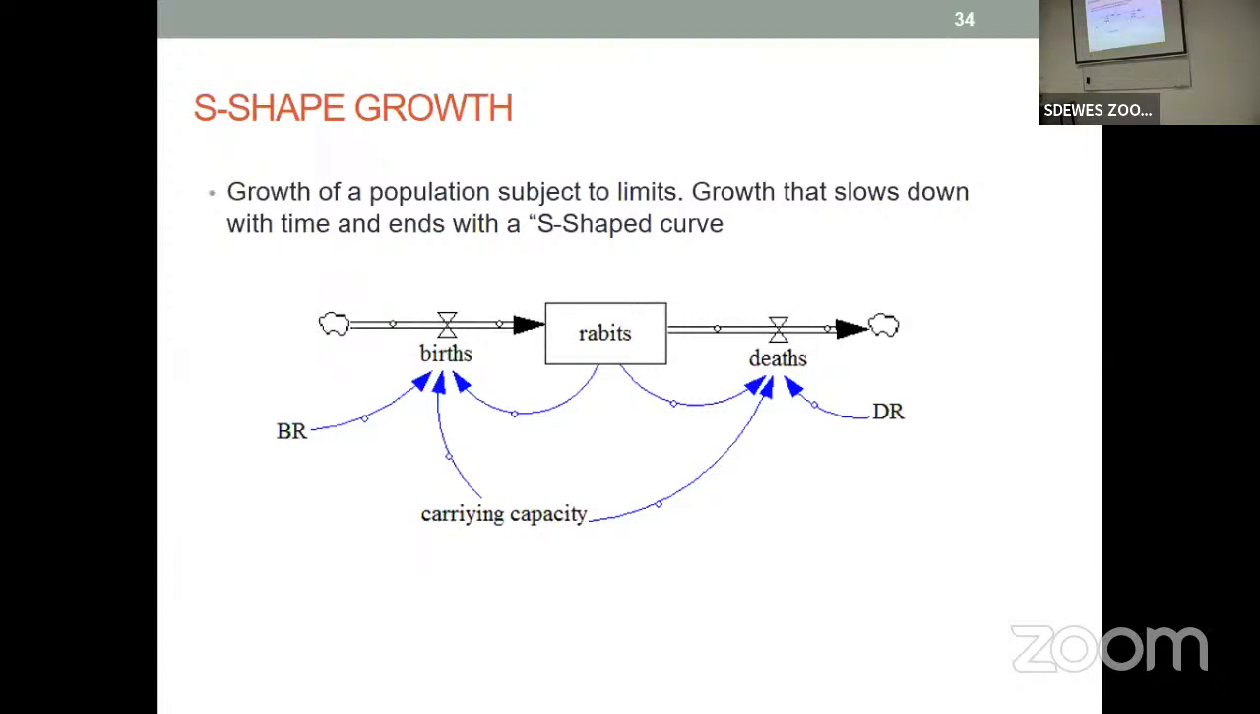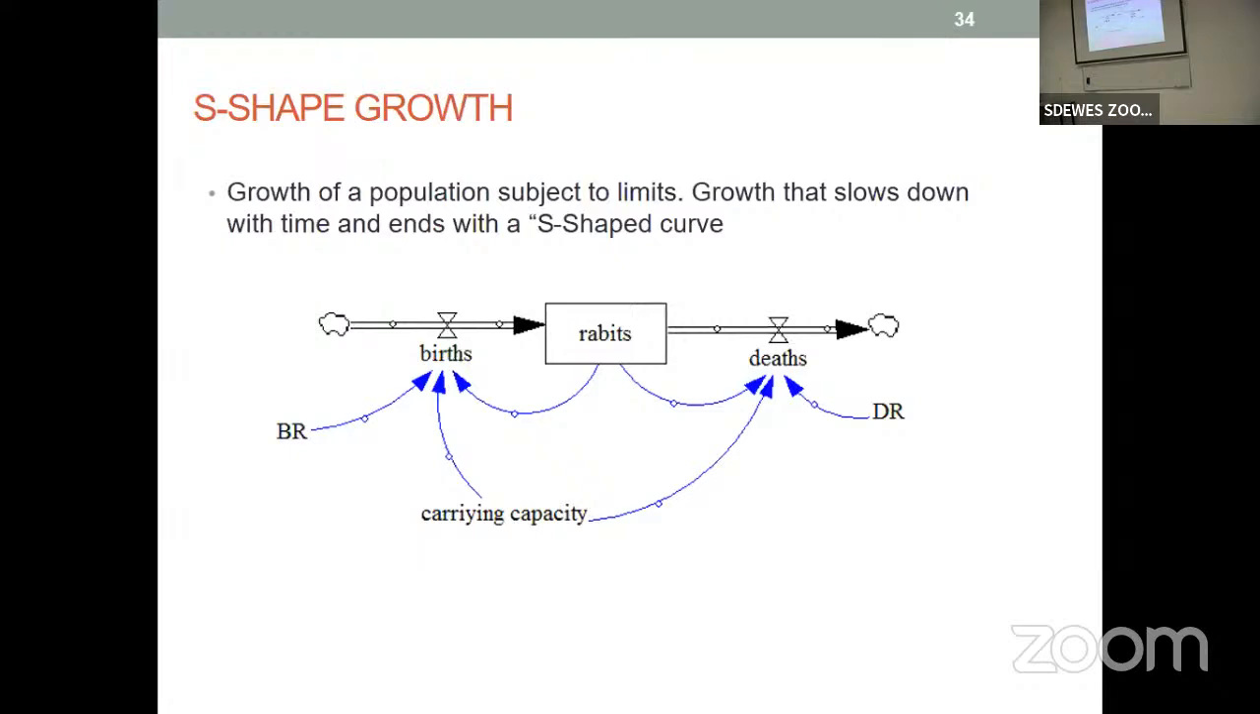The next one is the S-shaped growth. The S-shaped growth may be due to some limits. For example, the classical limit for any biological system may be the carrying capacity. The carrying capacity is the maximum of any kind of animal or plant or whatever in an isolated system, let's say an island. This is something that we will be able to do later with Vensim.